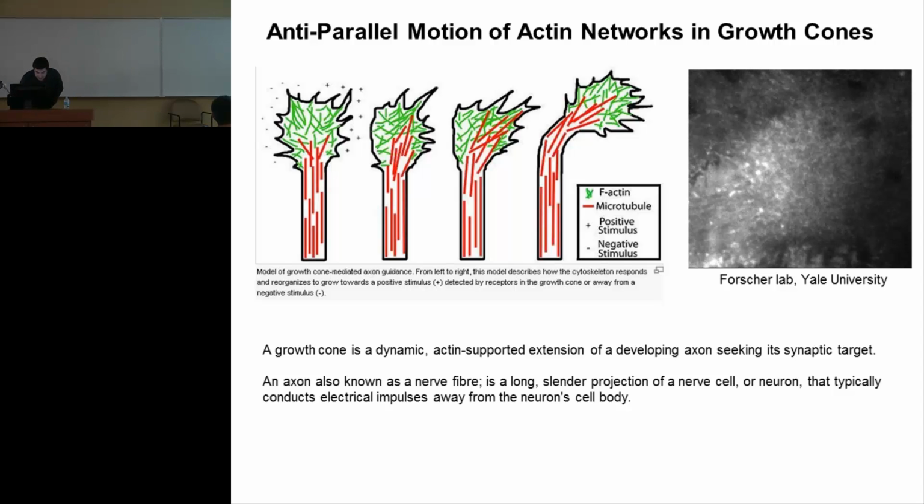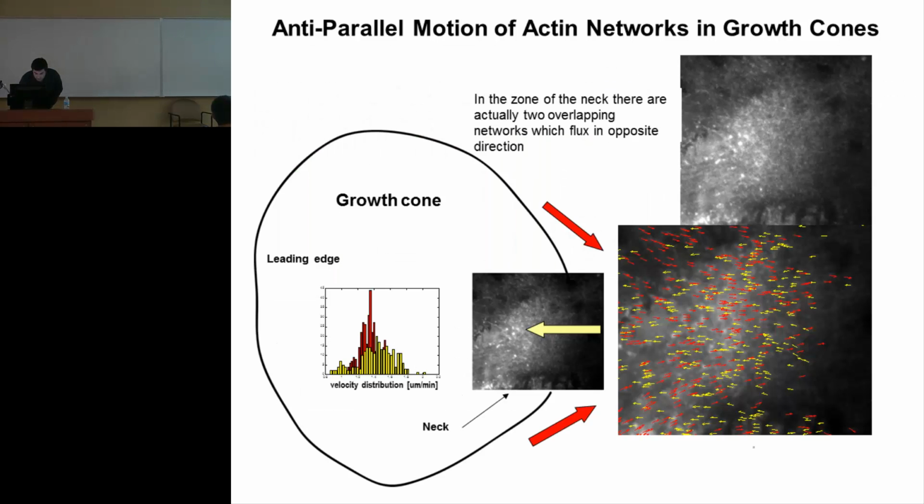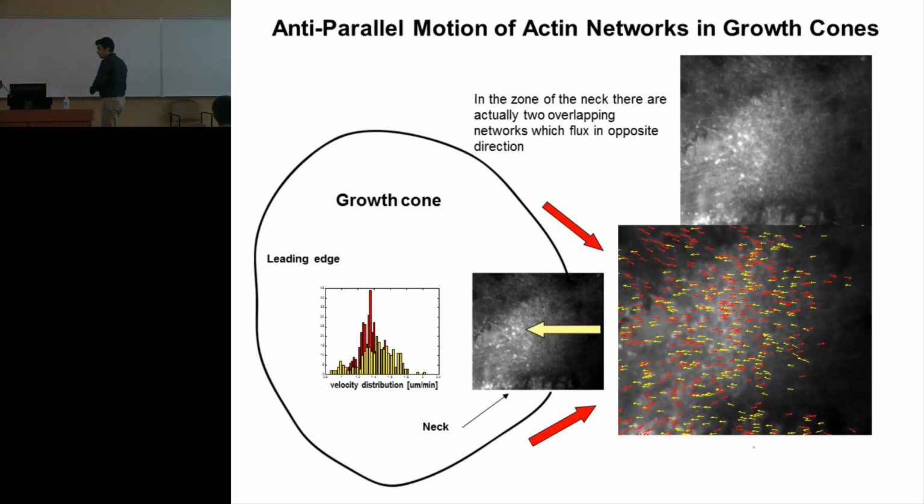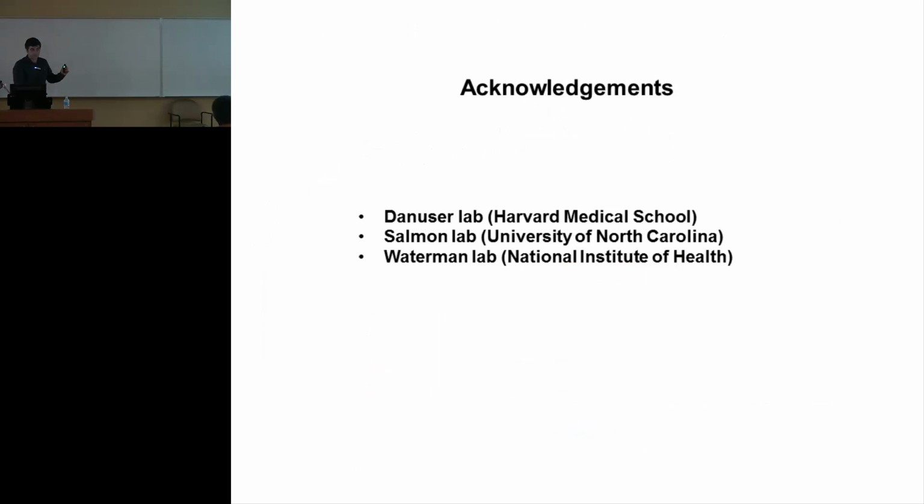I don't know if you can see this in the movie, but what I measured, so this is the cartoon of the growth cone, what I measured with this algorithm was that we have anti-parallel flow. One is going inward, one outward, and they have different speed distributions and different speeds. And so this is the end of the tracking part.